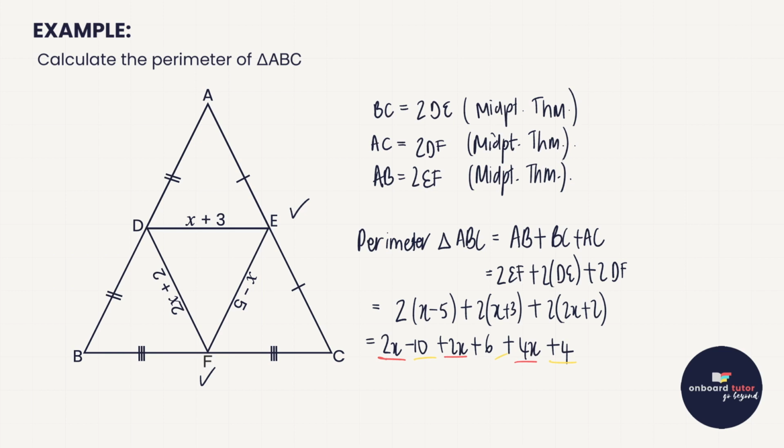And then we just group our like terms, and we can answer this thing. Nice and easy. Okay, 2x plus 2x is 4x, plus another 4x is 8x. And then we've got minus 10 plus 6 plus 4. So that's minus 10 plus 10, which just goes away. So there, a nice neat answer, 8x.